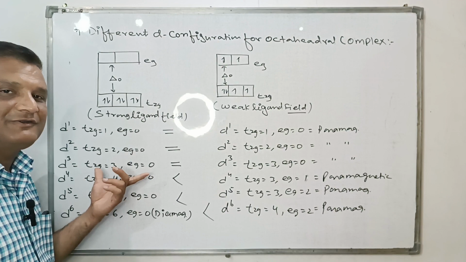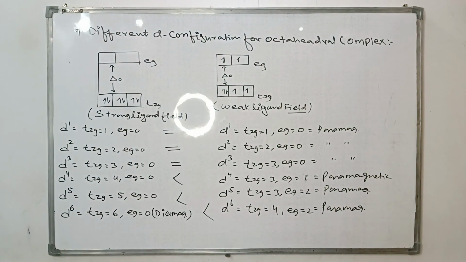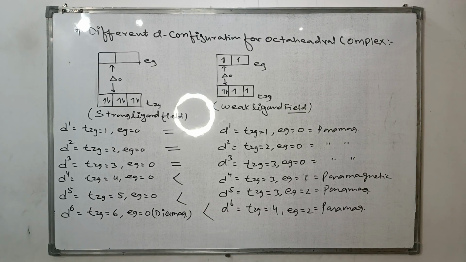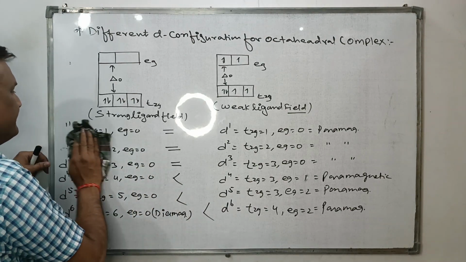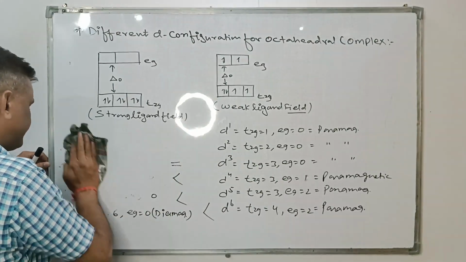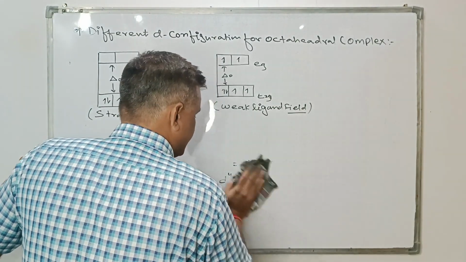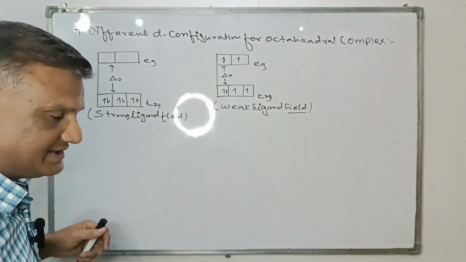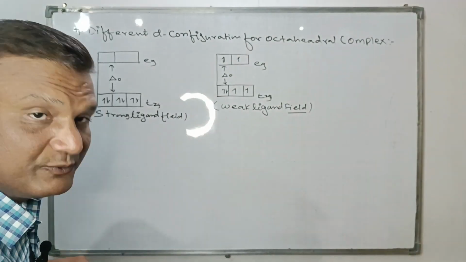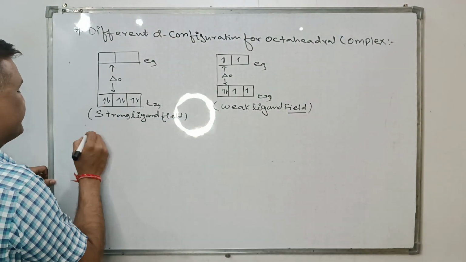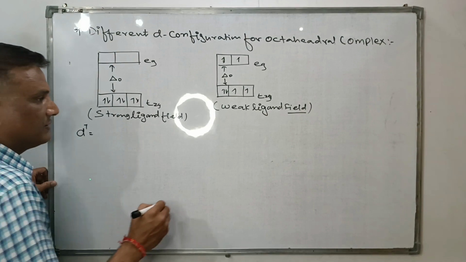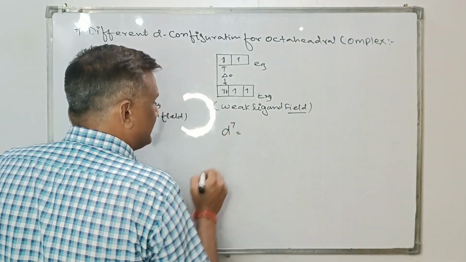Now we'll discuss D7 to D10. If we go with D7 to D10, then what is the major difference between them for the weak and strong ligand? This is the important part regarding D7. So now it's time to discuss the D7 electronic configuration. This is D7 for the strong ligand field. This is D7 for the weak ligand field.